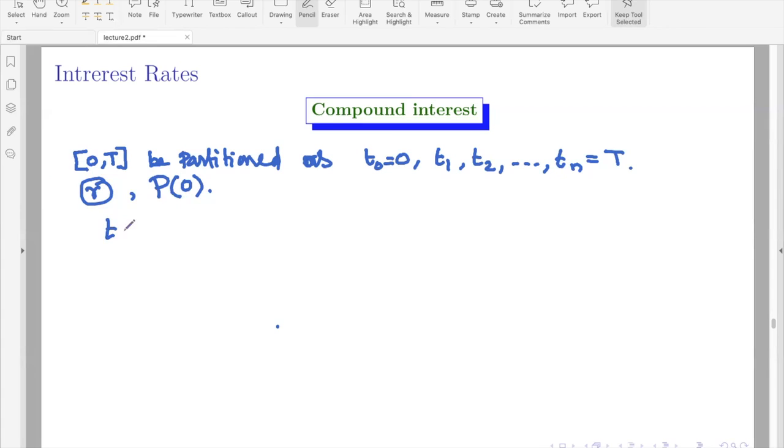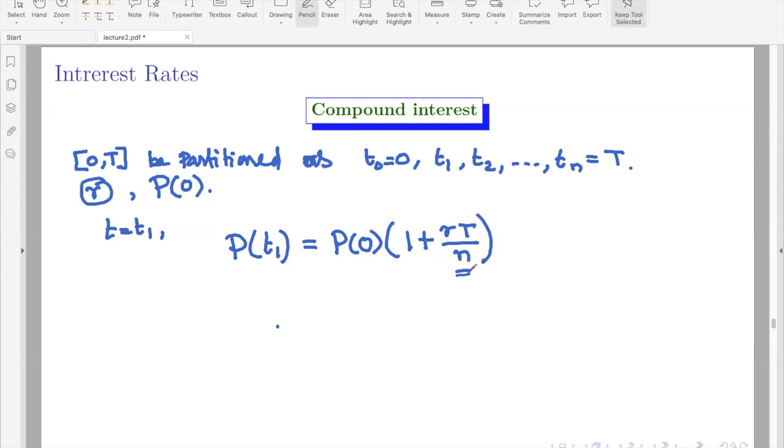At t equal to t1, we have, just like simple interest, P of t1 is equal to P of 0 into 1 plus RT by N. This is the interest per period, and at the first interest due time, your interest is paid like this because you have not accumulated any interest so far. Therefore, it is just like the simple interest. And now you consider this as the principal for the period t1 to t2.